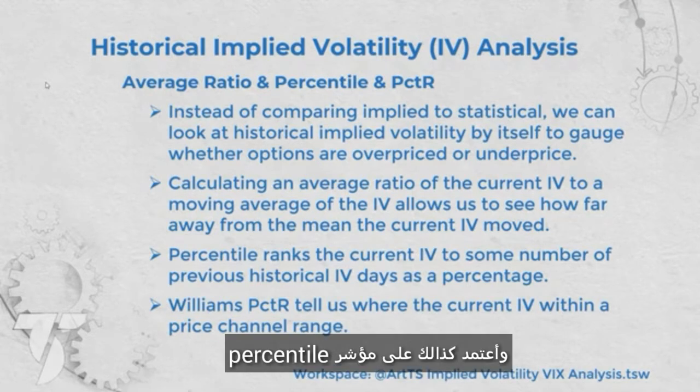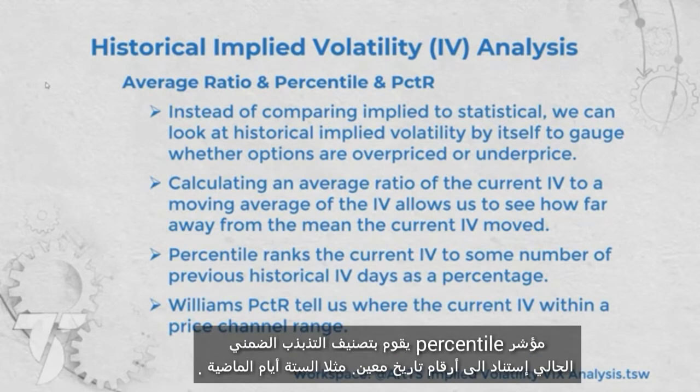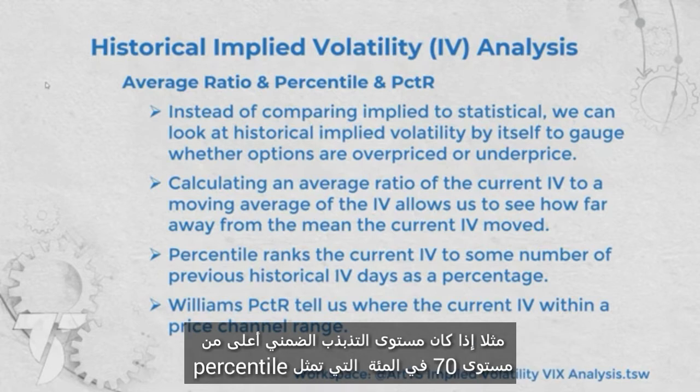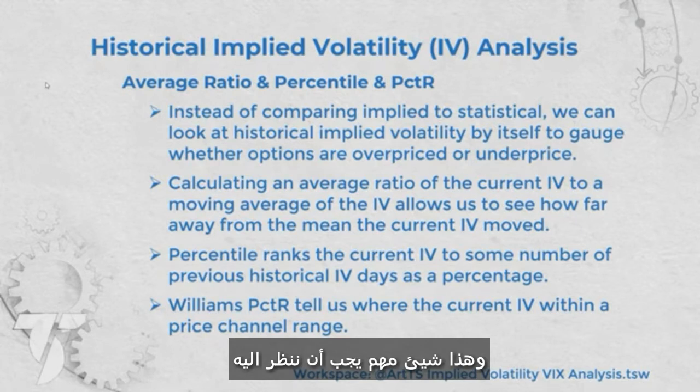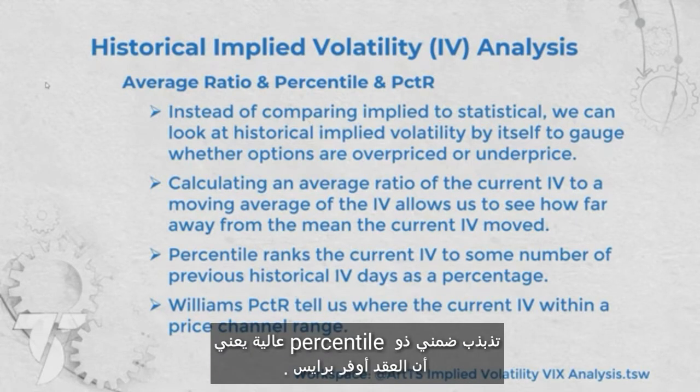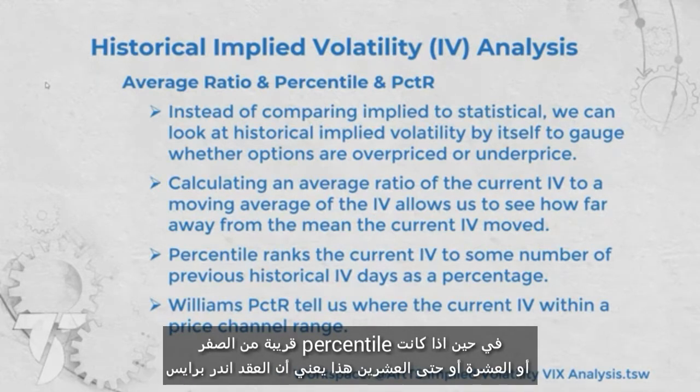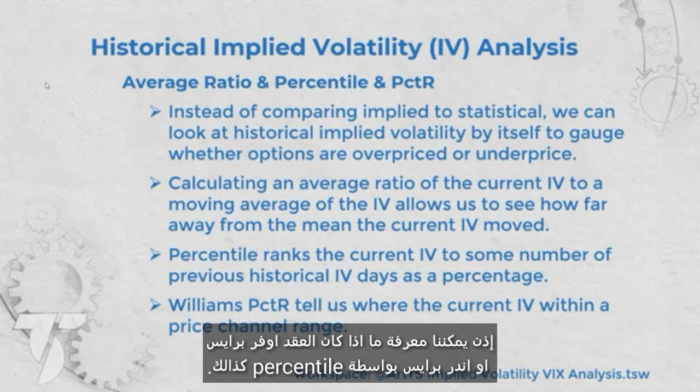I also want to look at the percentile. So percentile is a concept of where is the current implied volatility versus some number of historical data points. Maybe it's the last 60 days. So if today's current implied volatility is higher than 70 out of the last 100, that would be the 70th percentile. And so that's something we want to look at. Implied volatility in higher percentiles means typically that the options are overpriced. And percentiles that are close to 0 or 10 or 20 in the lower percentiles, those options are underpriced. So we can measure that overpriced, underpriced concept with percentile as well.